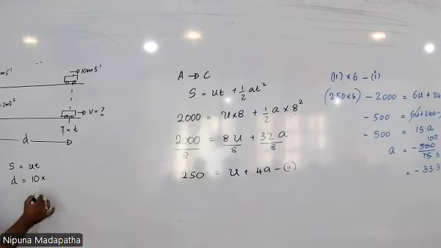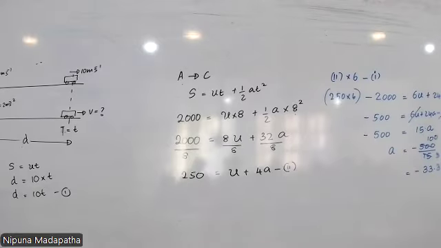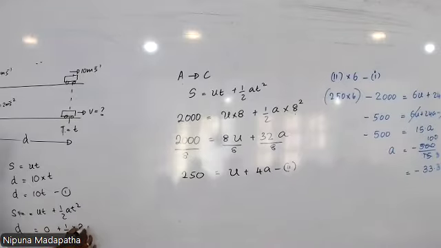D equals 10 times T. Equation 1. Then use S equals UT plus half AT squared for the motion of the car. Displacement done by the car is D. Initial velocity is 0. Half acceleration is 2. Time is T squared. So D equals T squared.